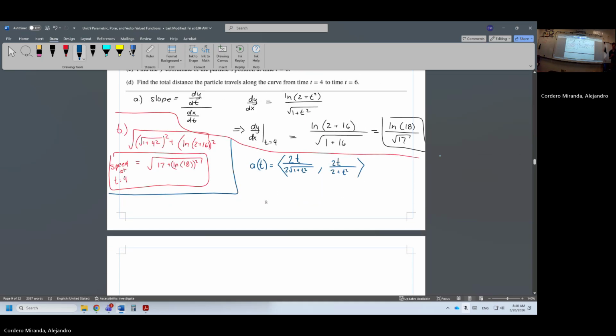Okay. Are you good with that part? It was 2 chain rules. You just have to know the derivative of natural log, the derivative of t squared, and the derivative of square root. All right, cool. There's a of t, and then a of 4 would obviously mean plug a 4 into there. So let me do it all at once. 2 times 4 is 8 over 2 times square root of 17. And this would be 8 over 18.